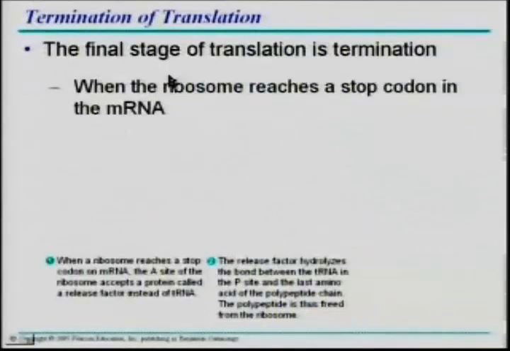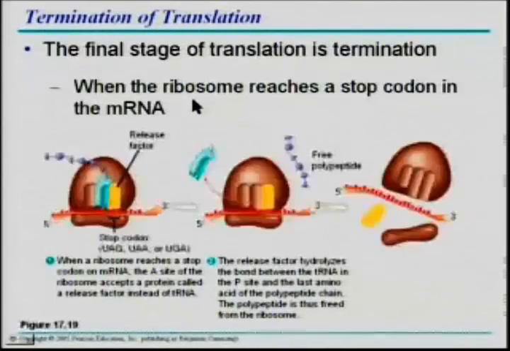Termination of translation. The final stage of translation is termination, when the ribosome reaches a stop codon in the mRNA. So we see this occurring here. When a ribosome reaches a stop codon on the mRNA, the A site of the ribosome accepts a protein called a release factor instead of a tRNA.